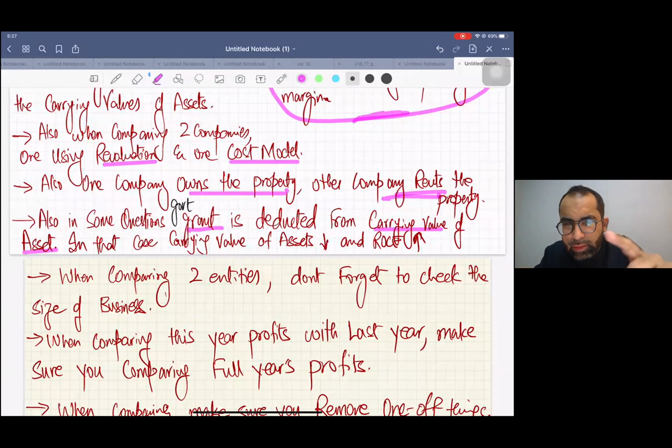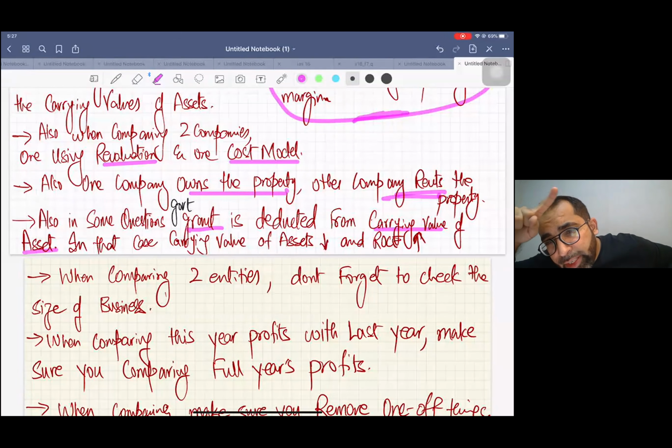Please look at me, please concentrate here. We are right now discussing grant related to assets. For example, I bought a property for $100,000, and immediately I received a grant of 20,000. Now I have two options of accounting. The first option: I book a separate asset of 100,000 and I book a separate deferred income of 20,000.